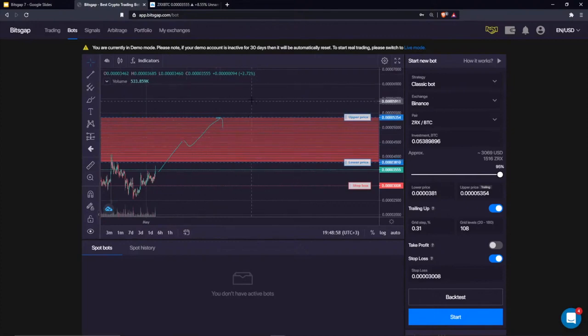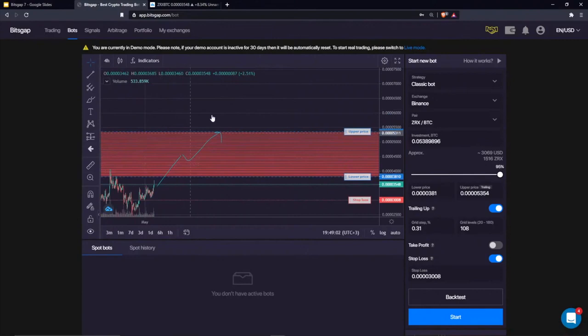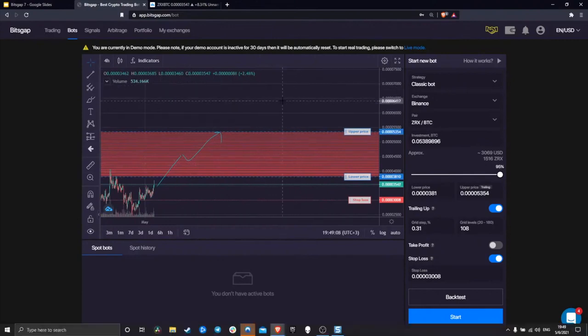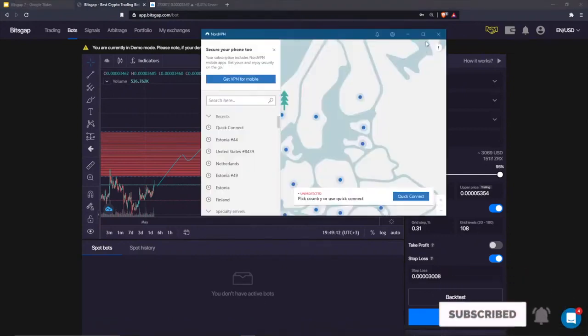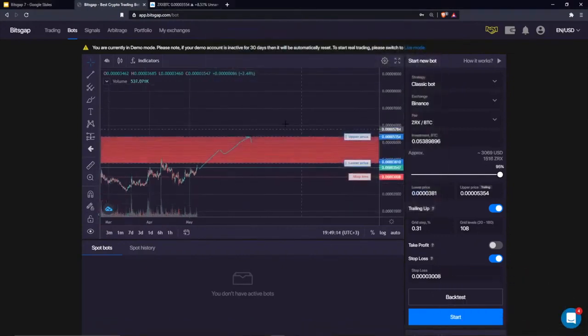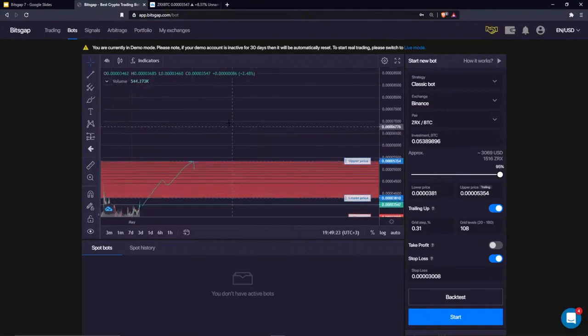It followed this rally. It made decent returns on the price swings during this rally to 70K, and you end up having more returns than you would have with a configuration without the trading up enabled. You would just skip this rally. That's the thing.